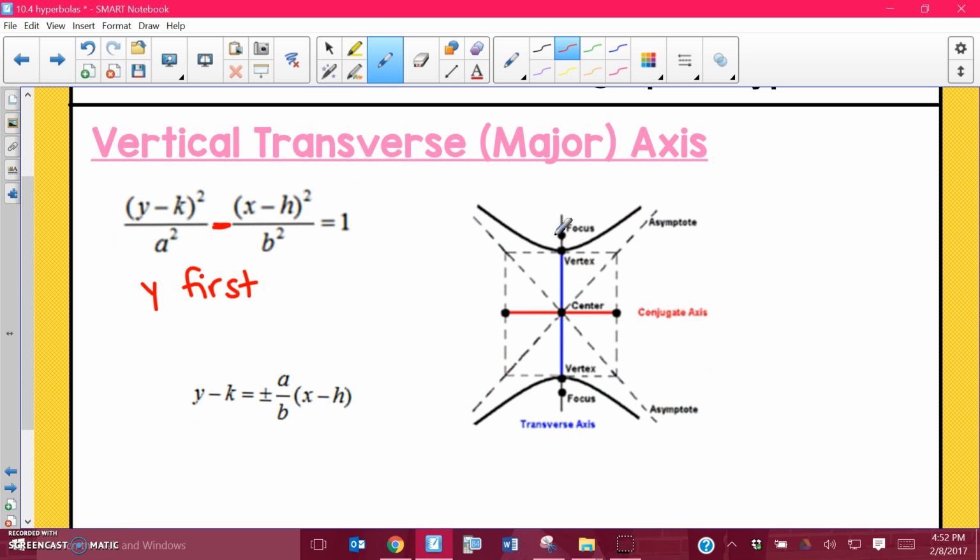Okay, all the things are the same. The focus is still in the branches of my hyperbola. Now my transverse axis is up and down though, and my conjugate axis is side to side. If you notice here, the equation for the slope changes a little bit, but it's the number that's under y over the number that's under x. So the change in y over the change in x.